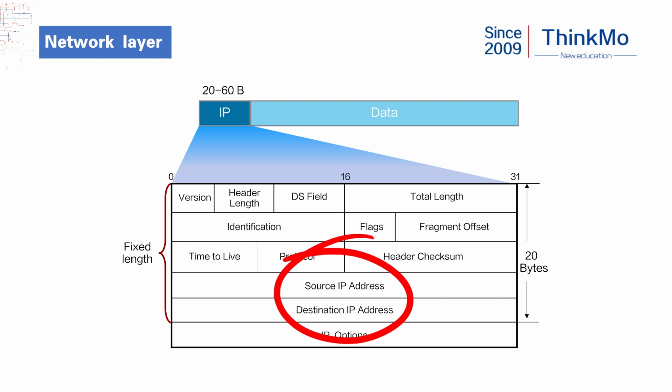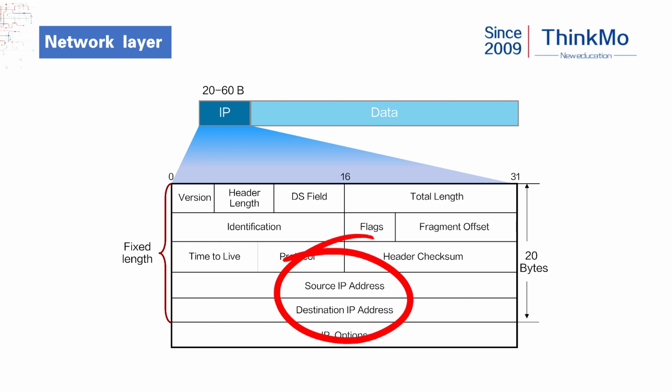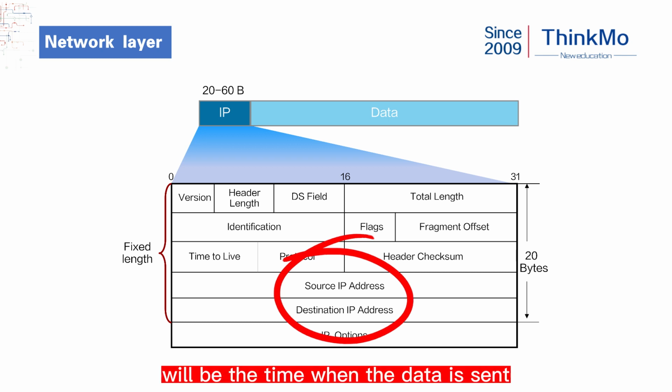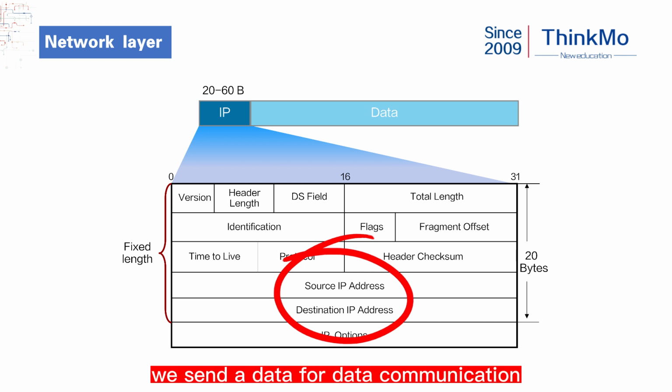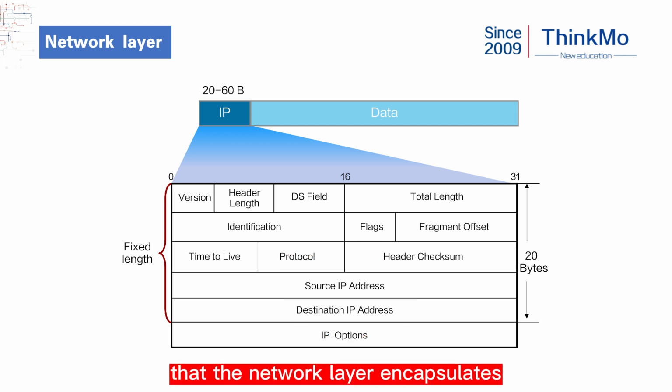This is our layer 3 source and destination IP. We go down. Not to mention this option, because basically we can't see it. Unuseful, including the learning IE stage. We rarely use this option. In the future, the source and destination IP will be my IP and peer IP when the data is sent. Say two devices: I am 1.1.1.1, the peer is 1.1.1.2. We send a piece of data for data communication. This is a piece of data that the network layer encapsulates.